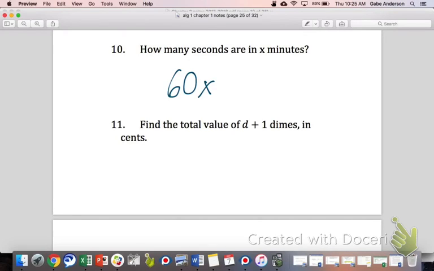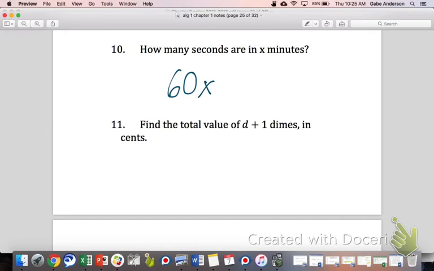So if there were 5 minutes and I wanted to know how many seconds, wouldn't you go 5 times 60? So if there's X minutes, you go X times 60. And then lastly, number 11: the total value of D plus 1 dimes in cents. What would we write? I don't know how many dimes I have. I've got D plus 1 of them. What do I need to do with that to know the total value in cents? Multiply by 10. So tell me exactly what to write.